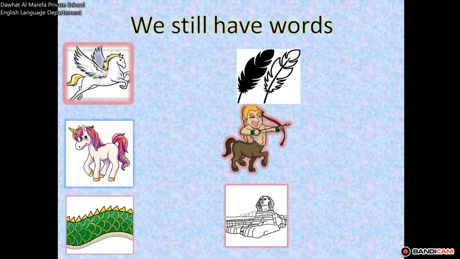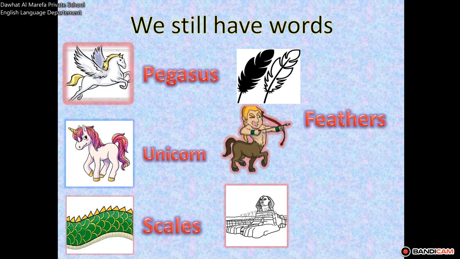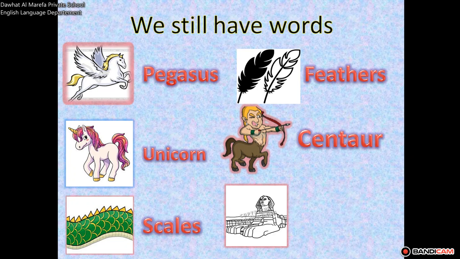Now check your spelling again. If you misspelled the words, write them 3 times in order to make sure that you write them correctly. Pegasus, unicorn, scales, feathers, centaur, and sphinx. The dictation is not yet finished. We still have words.